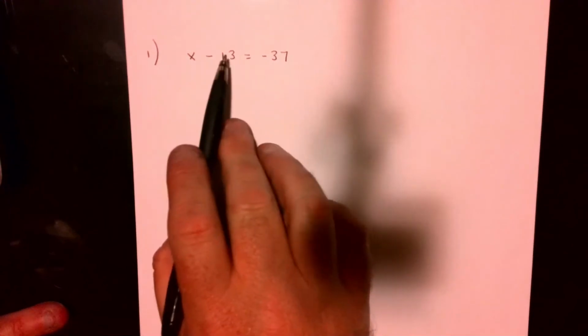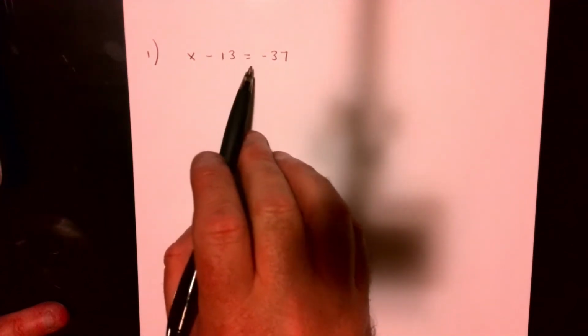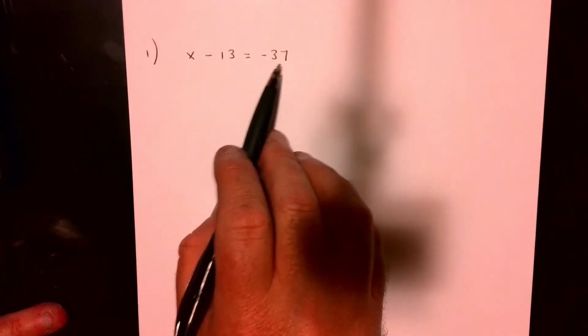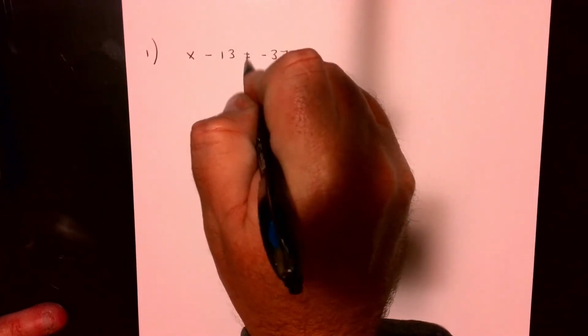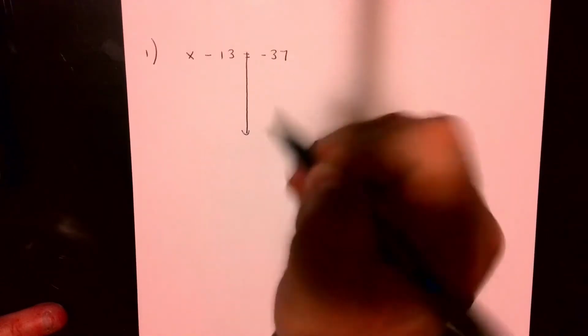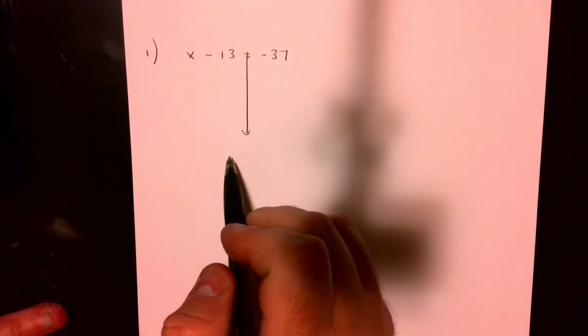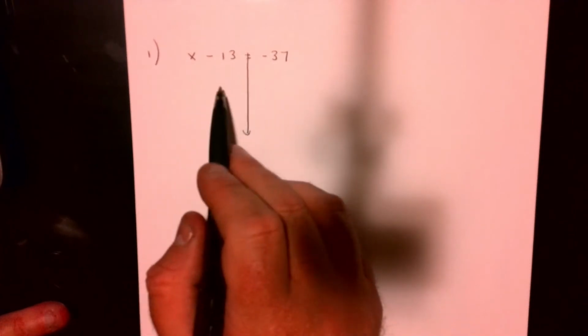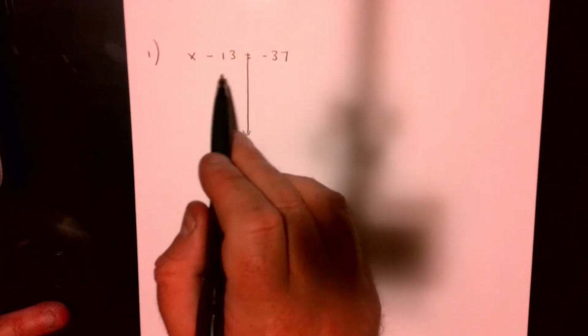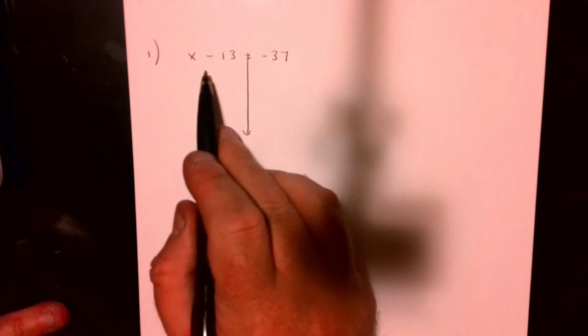If we have the equation x minus 13 equals negative 37, hopefully in 6th or 7th grade you learned from your teacher that wherever the equal sign is, you should break this problem in half. Draw a line down the equal sign. You need to have a right side and a left side to the equation. Find the variable that you're solving for, which in this case is x.